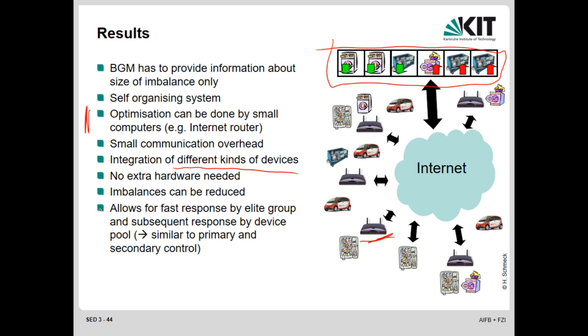And so the major property is that it can respond quite fast by the elite group, and then have the subsequent response by the device pool, which is in some way similar to primary and secondary control on the higher level on the transmission grid.